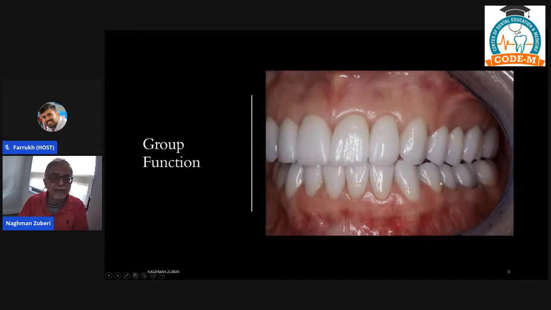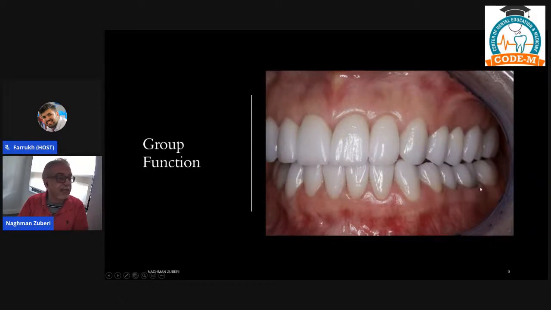So once we find out that trauma from occlusion is occurring even in the group function, we can convert it into canine guidance. And how can we do it? We can increase the size of the canines, just by adding composite over here, adding composite over here, so there will be a separation now. So on the working side, there won't be any interference, there won't be any load on the posterior teeth, and you can save it.